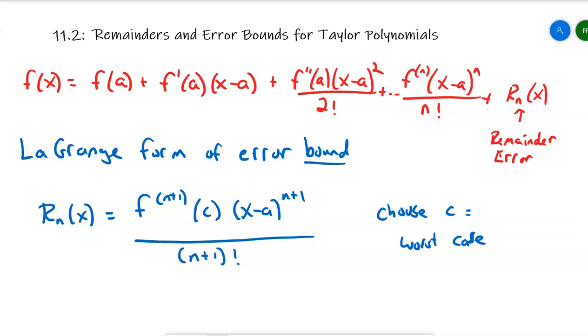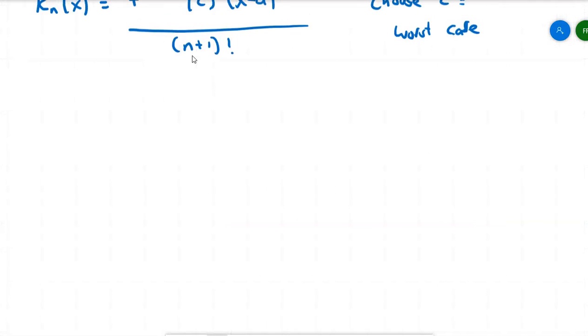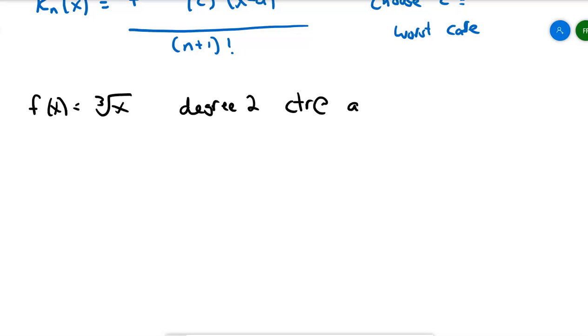All right, so let's look at an example and see how this works. Let's do a second degree polynomial. We'll do it for the cube root of x. I don't feel like finding that extra term. So let's do f of x equals the cube root of x. We'll do a polynomial of degree 2 centered at a equals 8. And then from there, I'll ask you questions about error bound.